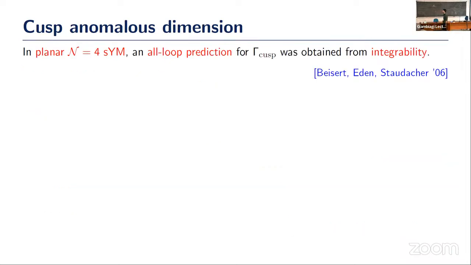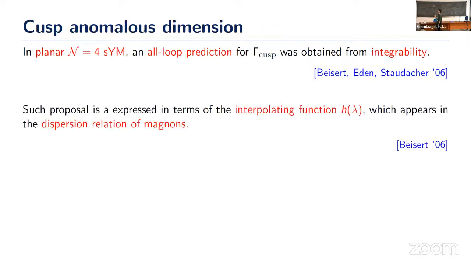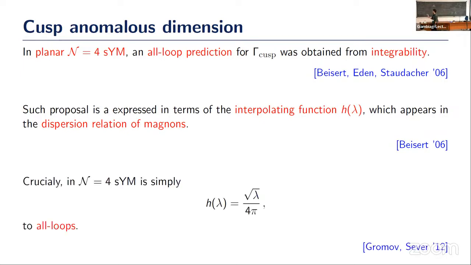Interestingly, in the planar limit of N=4 super Yang-Mills, there is an all-loop prediction for the Grassmannian dimension that comes from integrability techniques. And as usual, when one performs an integrability computation at all loops, the coupling dependence is encoded in an interpolating function of the coupling, which is not fixed by integrability. But crucially, it was shown that this interpolating function in N=4 super Yang-Mills is quite simple. It's basically the square root of the coupling to all loops.